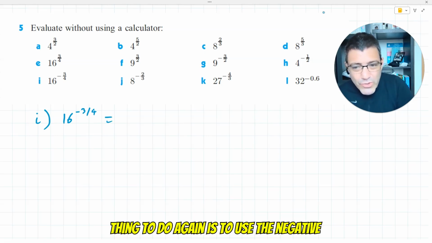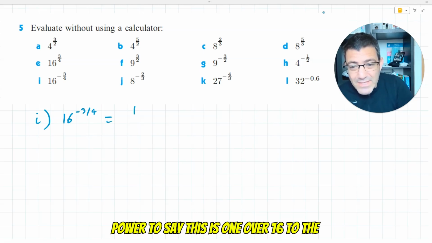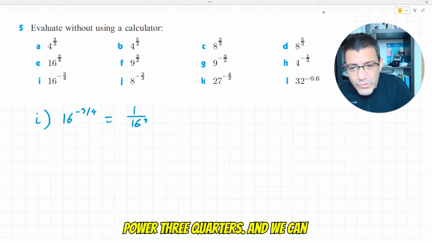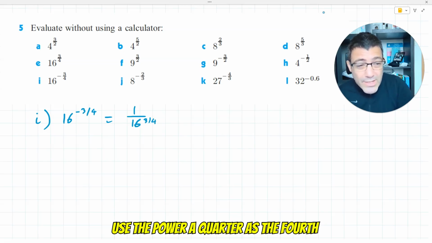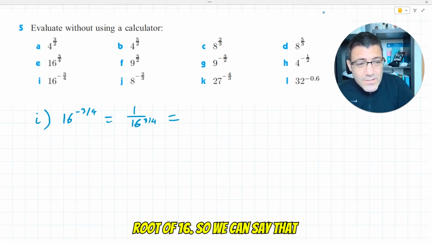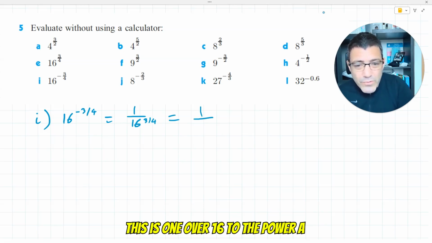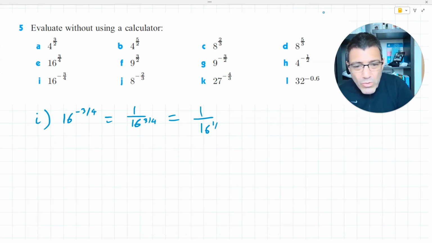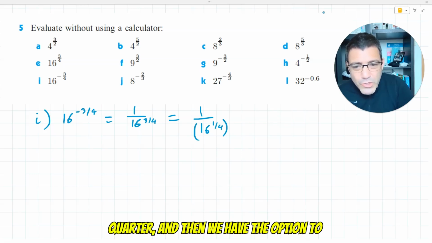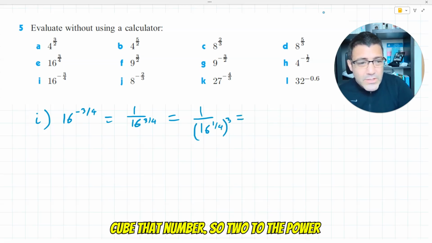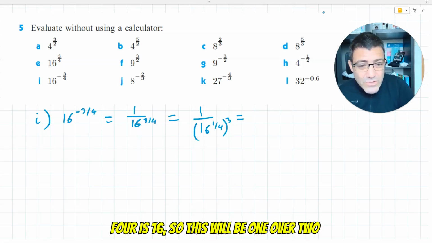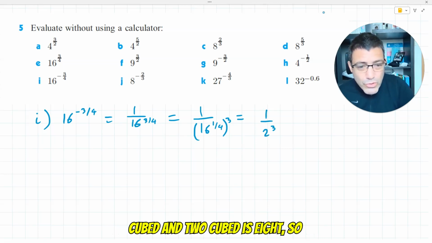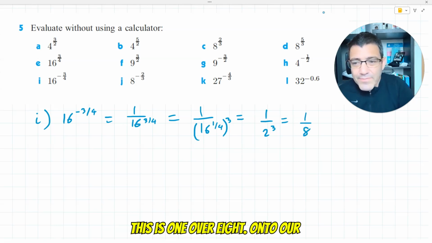And the first thing to do again is to use the negative power to say this is 1 over 16 to the power 3/4. And we can use the power 1/4 as the 4th root of 16. So we can say that this is 1 over 16 to the power 1/4, and then we have the option to cube that number. So 2 to the power 4 is 16. So this will be 1 over 2 cubed. And 2 cubed is 8. So this is 1 over 8.